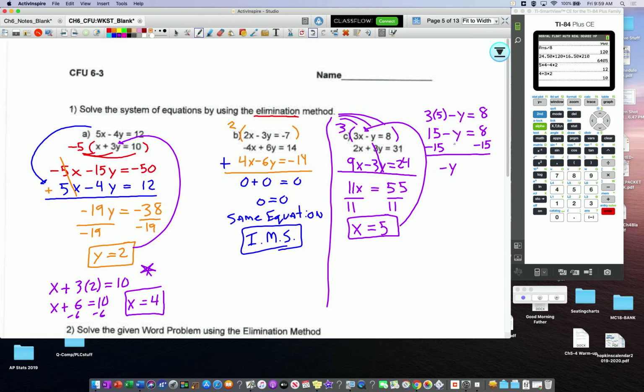Minus y, don't forget there's a minus in front, equals -7. So divide by -1, y equals +7.